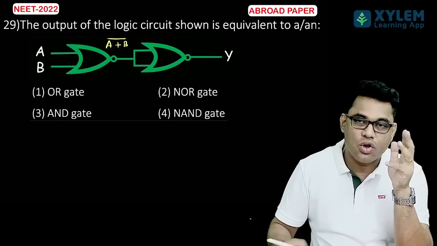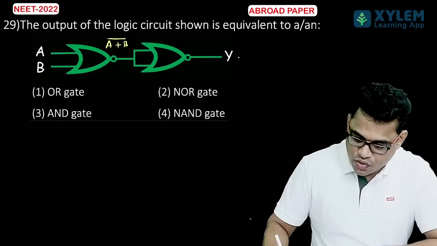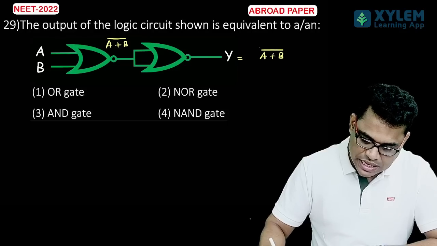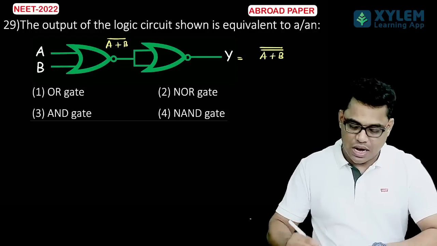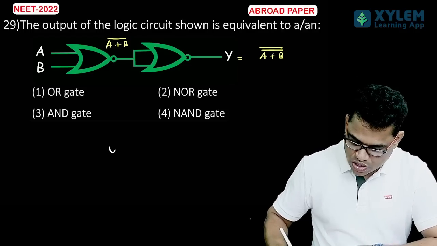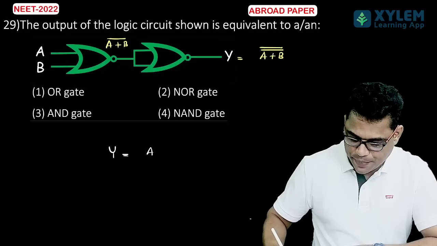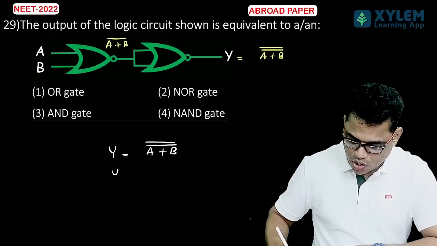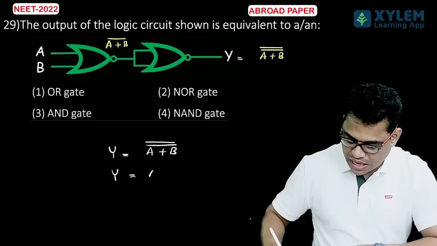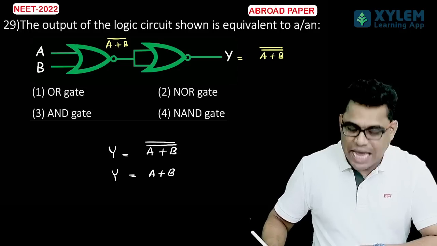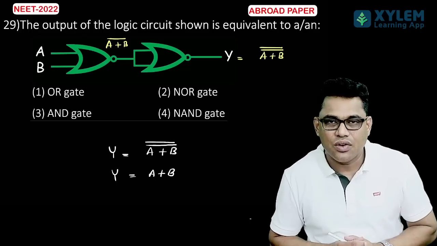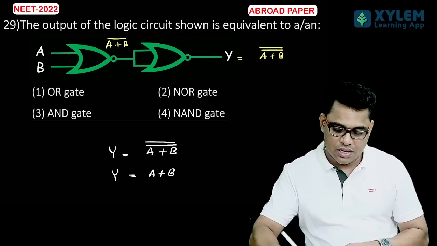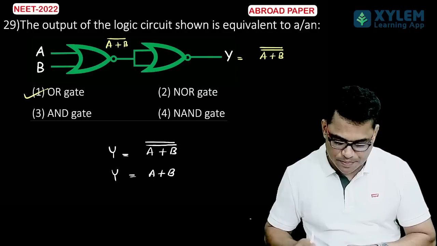Therefore, it again takes the complement of what it gets. What does it get? The complement of A plus B. It is again being negated. Therefore, your output Y is equal to the complement of the complement of A plus B. The double complement gets nullified. Therefore, Y is A plus B. It acts like a gate which just adds. What is the gate which adds the inputs? The OR gate. Therefore, the right answer is 1.